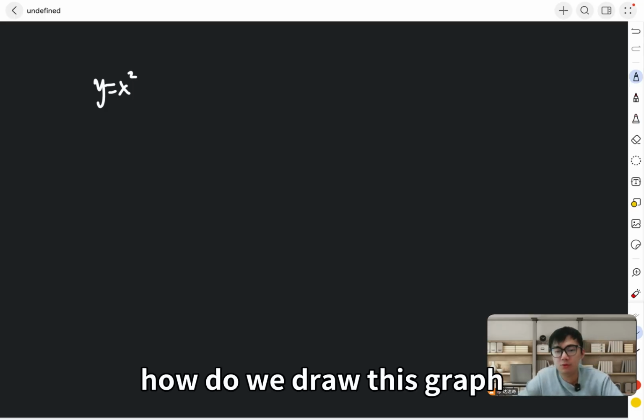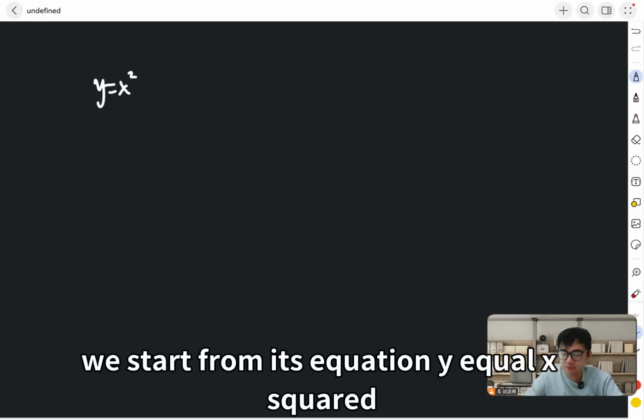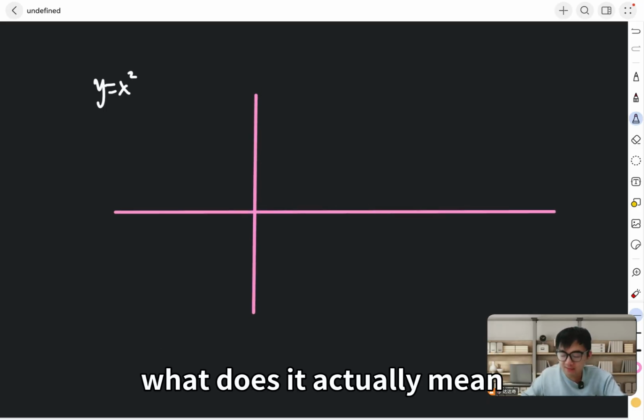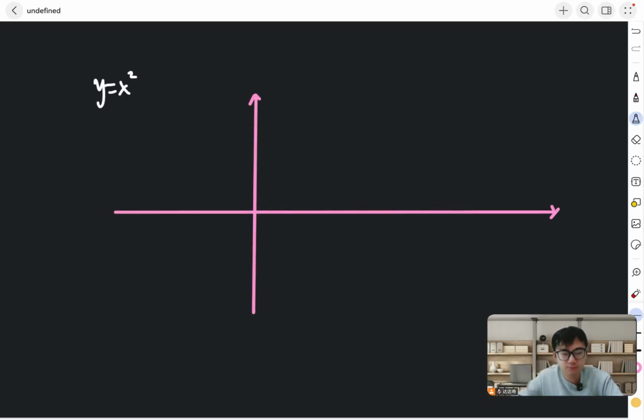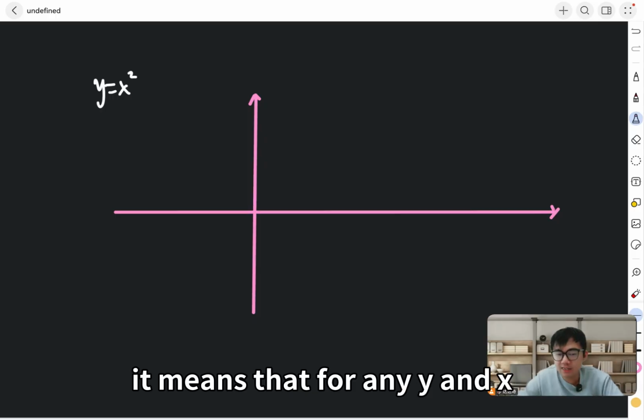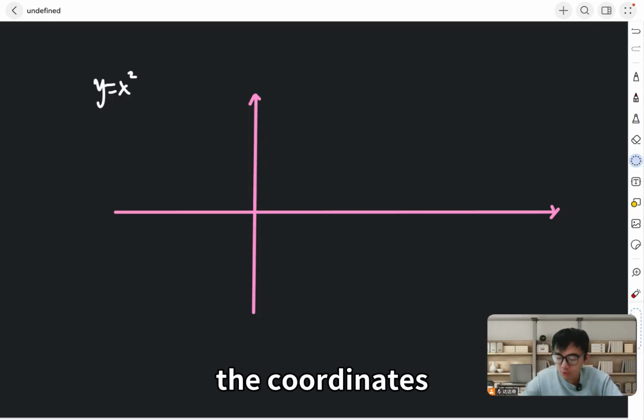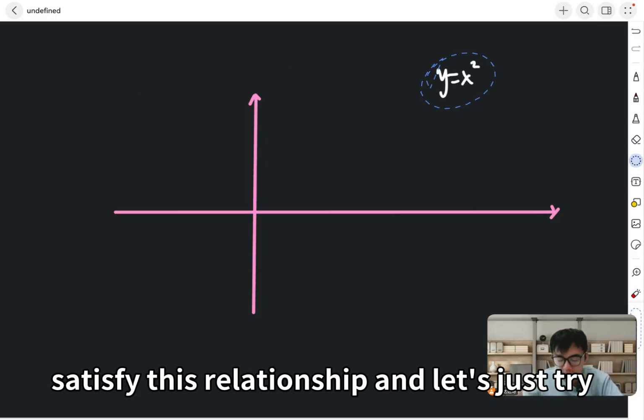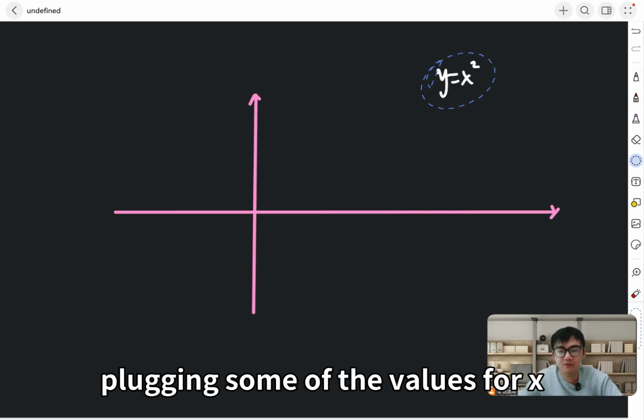And now let's take a quick look at the most basic parabola, y equals x squared. How do we draw this graph? We start from its equation, y equals x squared. What does it actually mean? It means that for any y and x, the coordinates satisfy this relationship. Let's try plugging in some values for x.